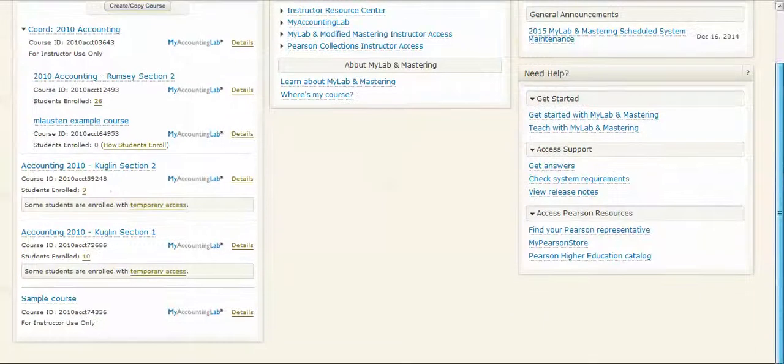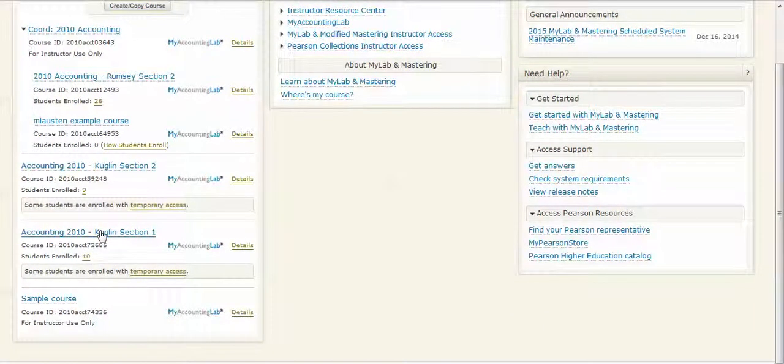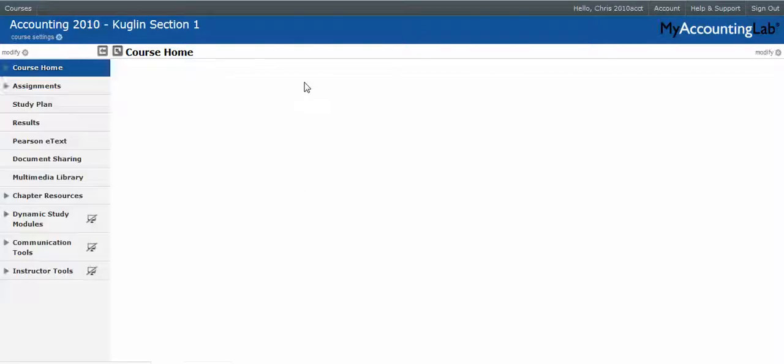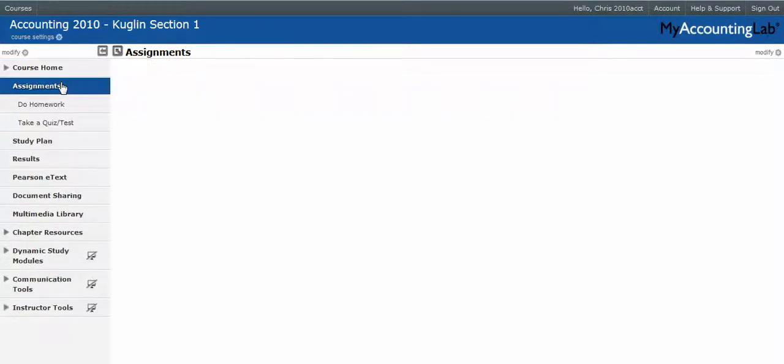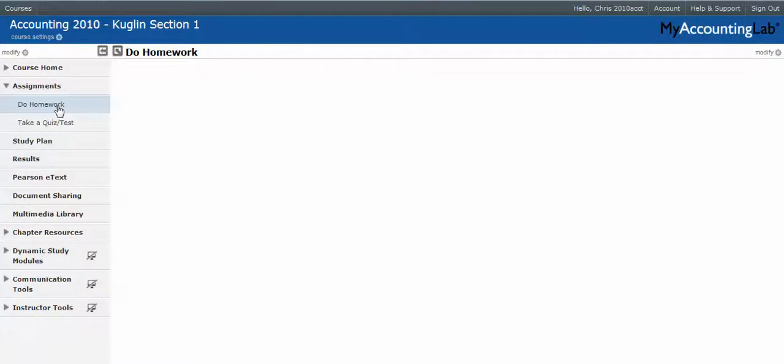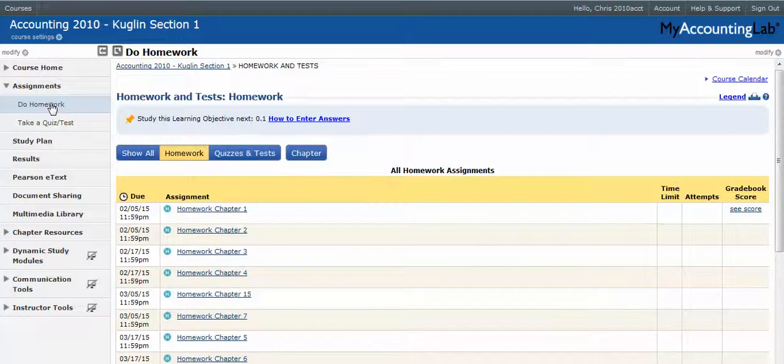And again, I'm going to go ahead and find your course. I'm going to choose to work in section 1 of my course this semester, but you do all have the same homework assignments. If you are in another instructor's course, you should have the same homework assignment, so this could help you as well. I'm going to click on Do Homework.